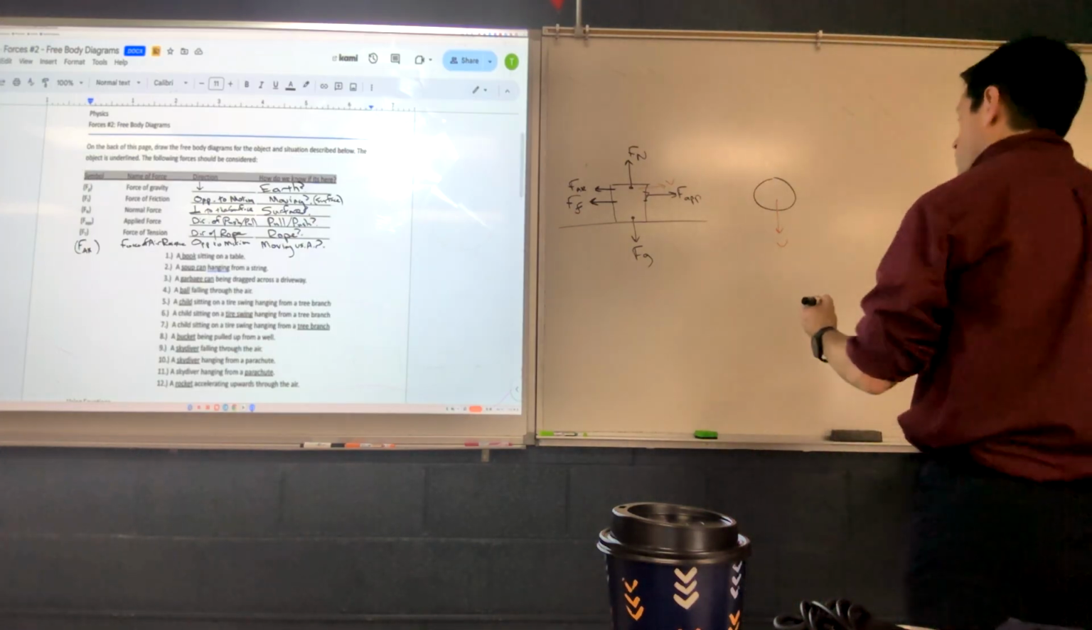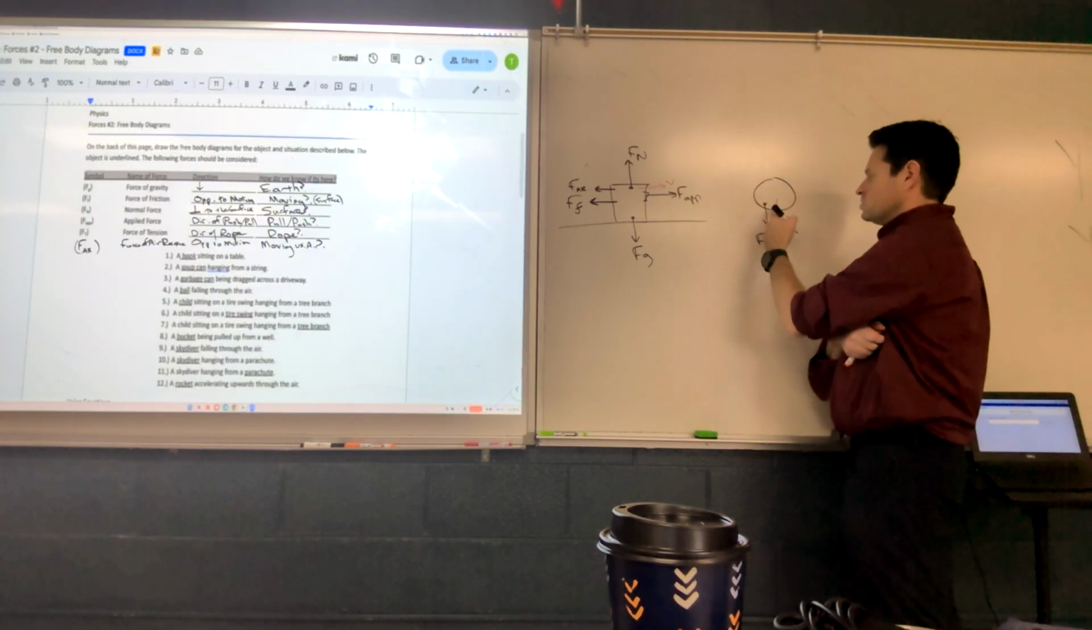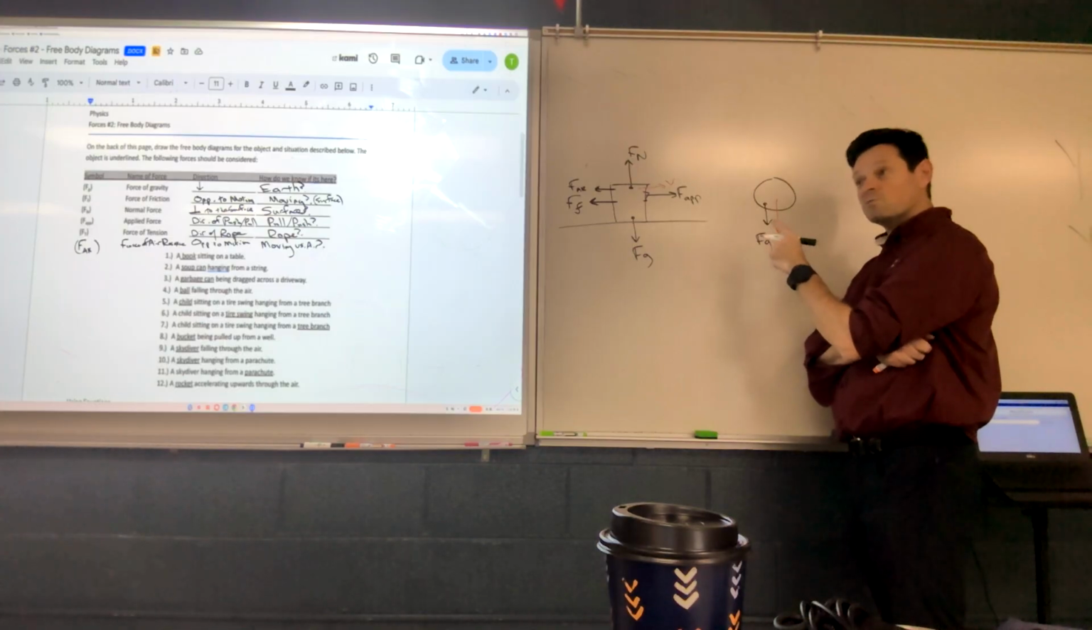All right, is this ball on or near the earth? Yes. What force is acting on it? Gravity. And which way is that going? Down. Force of gravity is going down. Is this ball on a surface? No, so we don't have to worry about the normal force, and we don't have to worry about friction since it's not sliding on the surface.